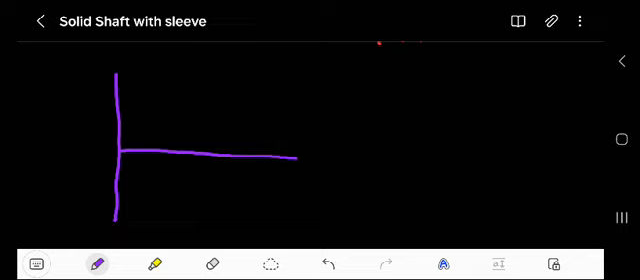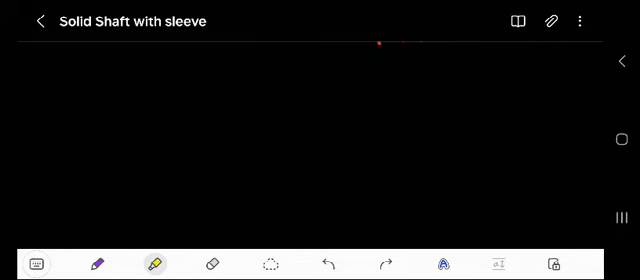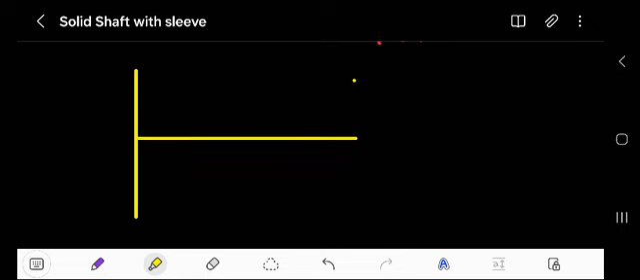For the sleeve, even for sleeve and thick cylinders, we are using this structure. We are using the same principle. Let me just do it like this. Okay, it's fine. We're still under the same principle. We still use our stress distribution graph.